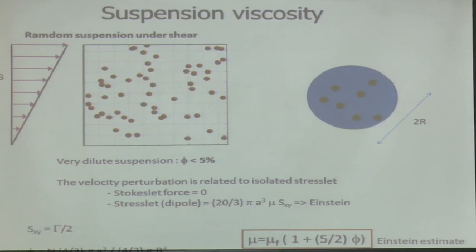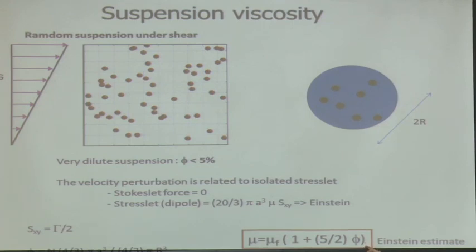And this is what is given in that equation. You say that the viscosity of the suspension is the viscosity of the fluid plus an effect which is related to the concentration. Because of course, if you have only one particle, you will dissipate some energy. If you have two particles, you will dissipate twice. If you have three particles, three times more. And then if you have n particles, you will enhance the viscosity. So this is the Einstein estimate for the enhancement of the viscosity.